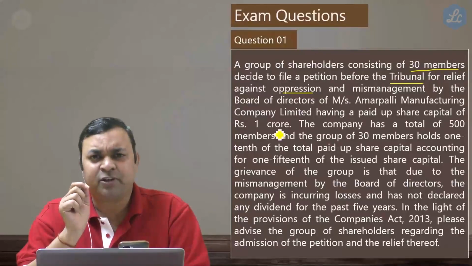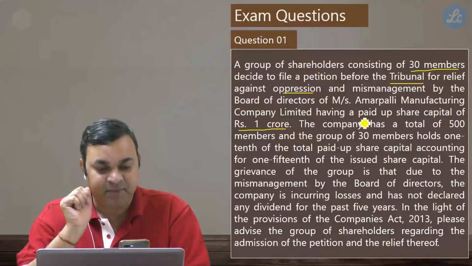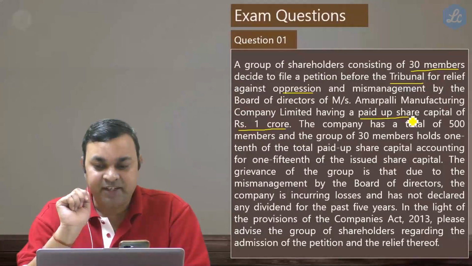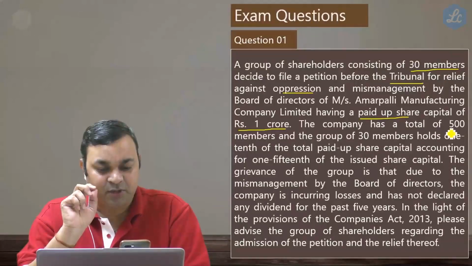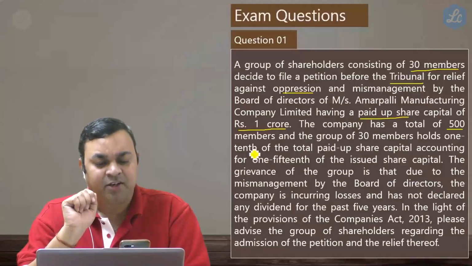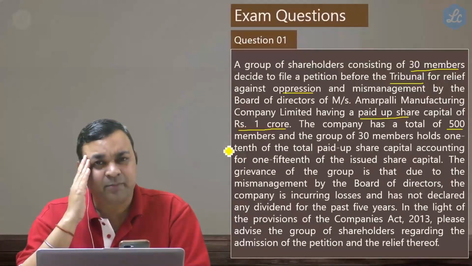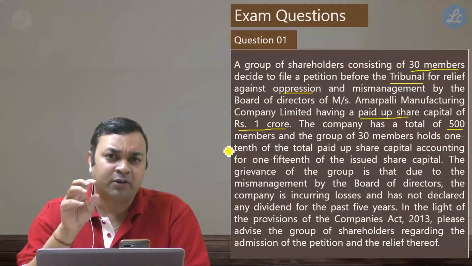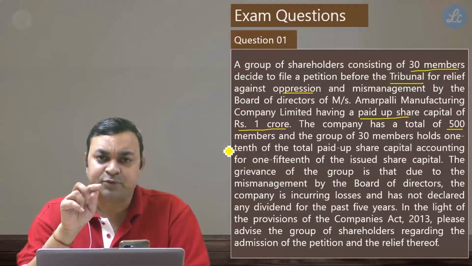How many members decided? 30 members, right? And the paid up share capital is 1 crore. The company has a total of 500 members. How many total members? 500. Okay, so we will do the rough calculation in our mind: 500 members are there, the minimum required is 100 or 1/10 of the total, so it comes to 50.